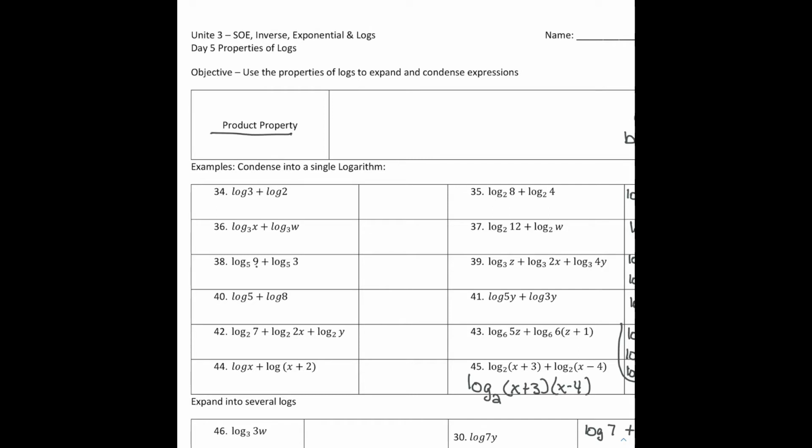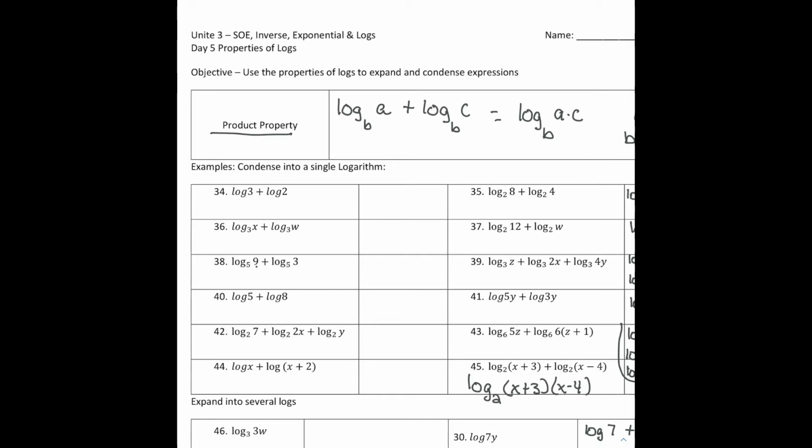The product property basically says this: if we have log base b of a plus log base b of c, we can actually write this as a product, log base b of a times c. Okay? So let's do some examples of that.